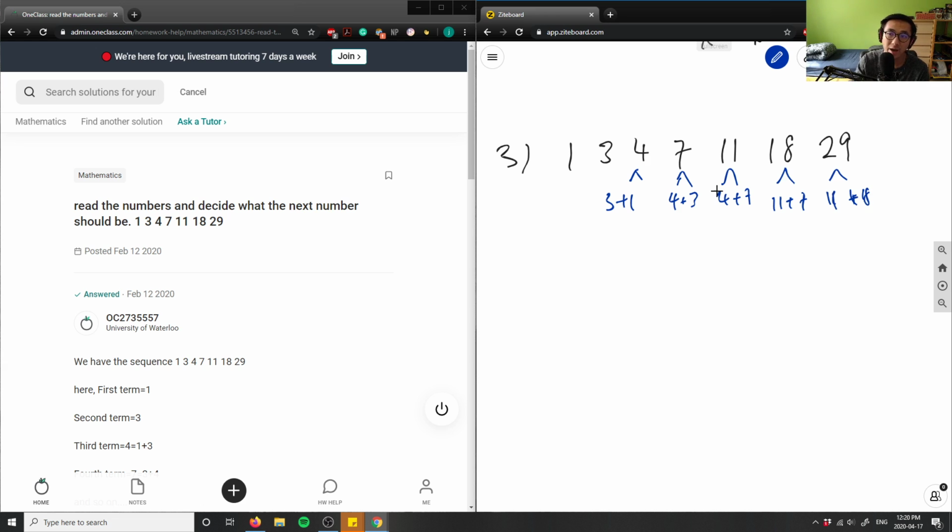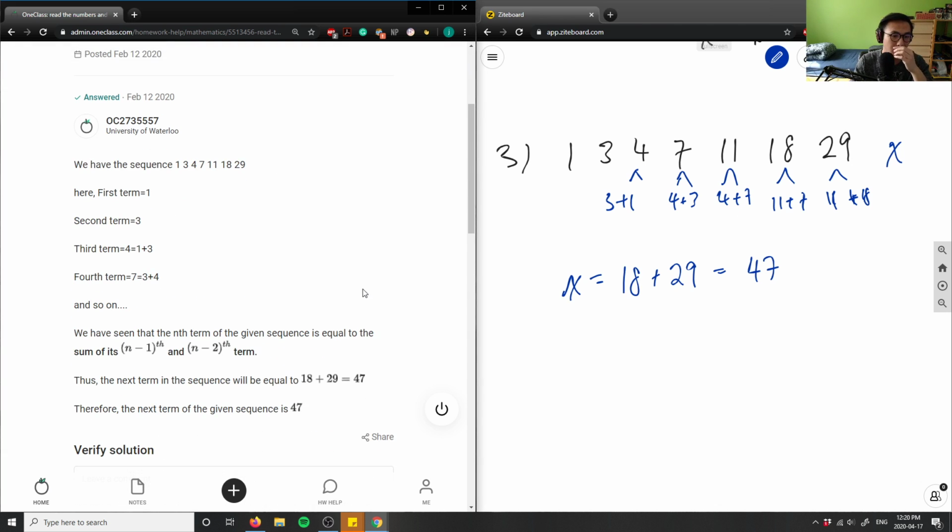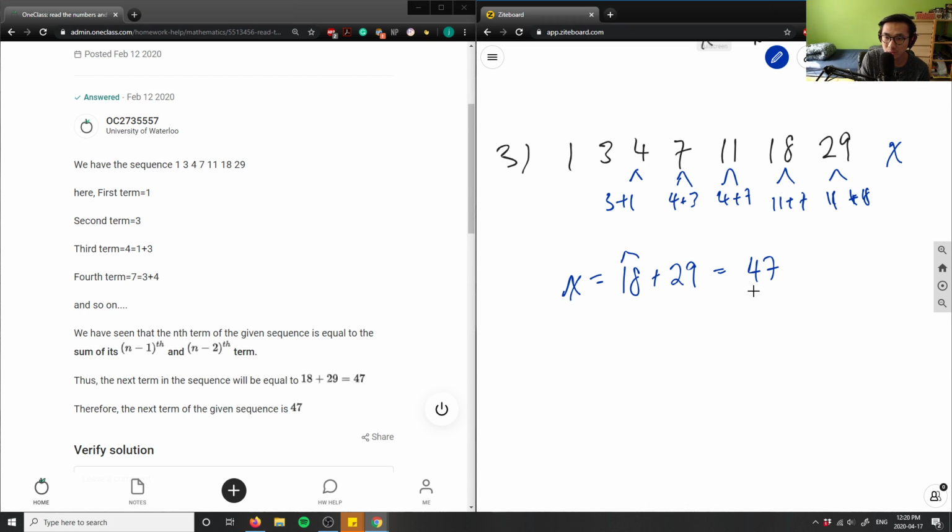So which means the next number here, x, would simply be the sum of the previous two numbers, right? So it would be 18 plus 29, which would equal 47. Here is my correct answer. So let's see what they did here. They give the nth term as equal to the sum of the (n minus 1)th and (n minus 2)th terms, right? So basically it's saying that this x, the sum of these two numbers, can be algebraically represented by the nth term, which is the (n minus 1)th term plus the (n minus 2)th term, right?